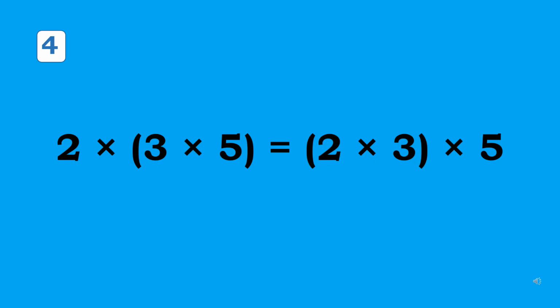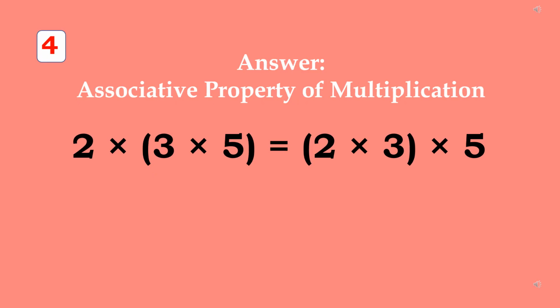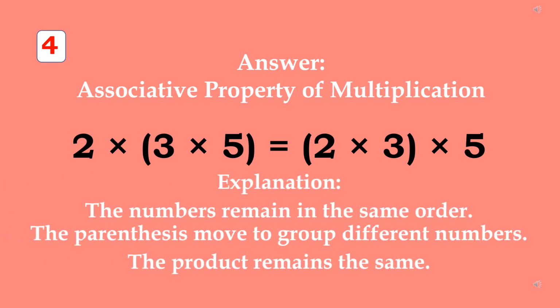The next property is 2 times (3 times 5) equals (2 times 3) times 5. What property is this? The answer is the associative property of multiplication. The numbers remain in the same order. The parentheses move to group different numbers. The product remains the same.